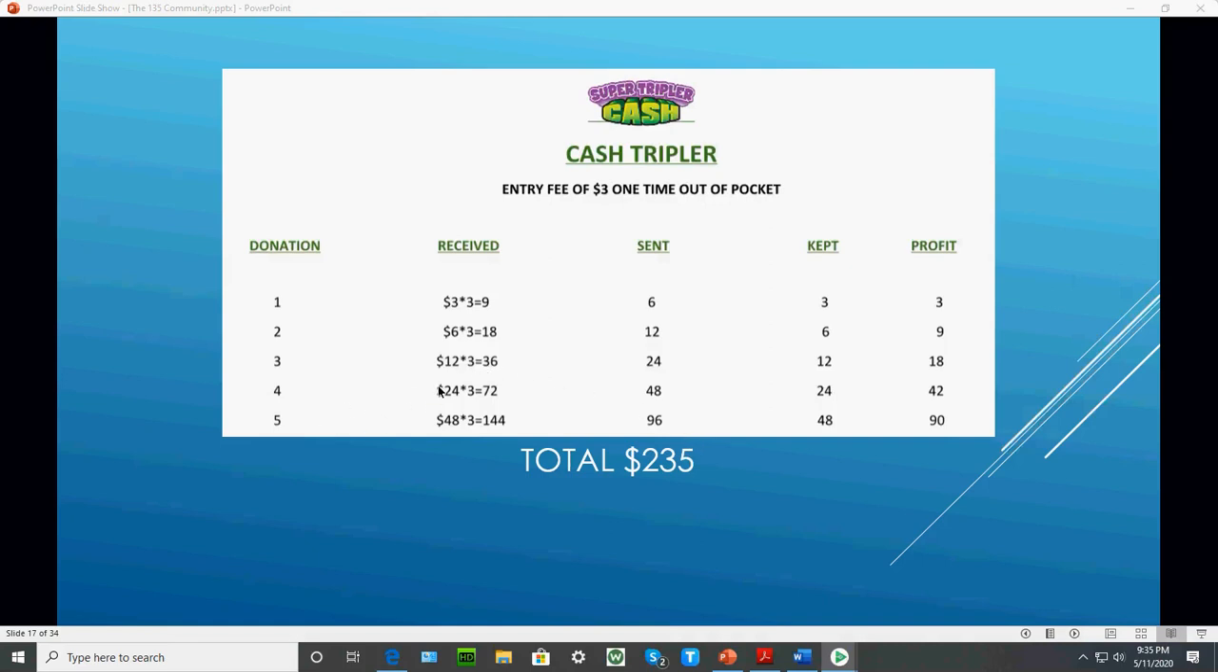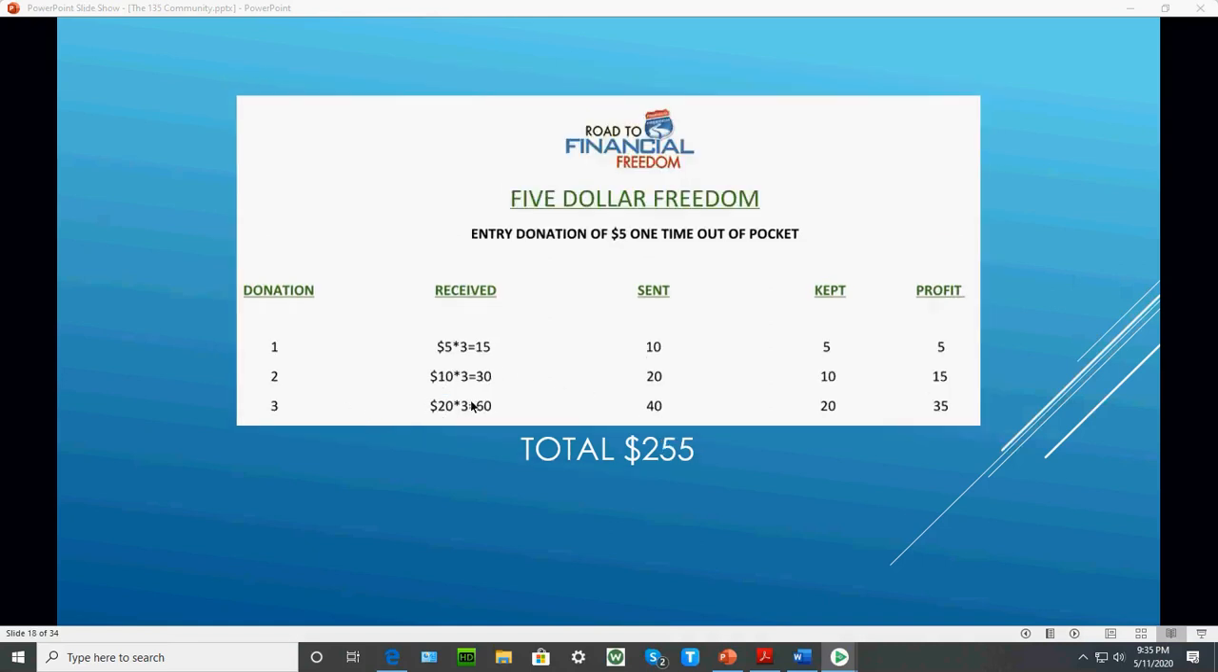Now the 5th donation day in the cash tripler becomes the 3rd donation day in the $5 freedom. That's $20 from the three people. That's $60. Out of that 60, you're going to take $40 and donate that to your inviter. You keep $20 for yourself. Now that's a total of $35 that you've accumulated in the $5 freedom process. That takes you up to $255.